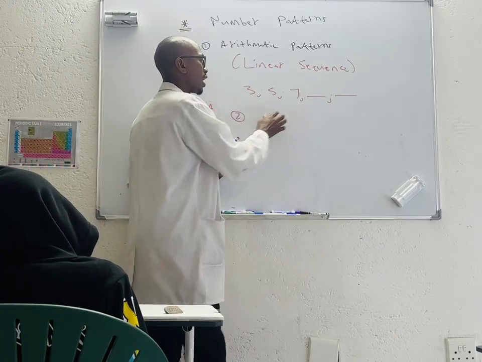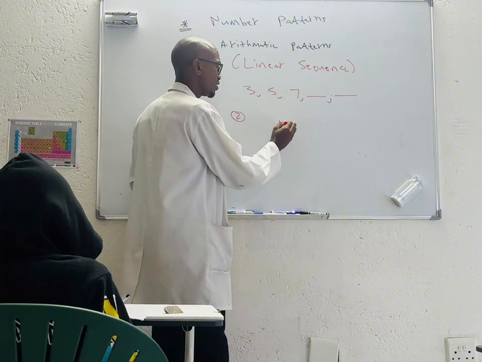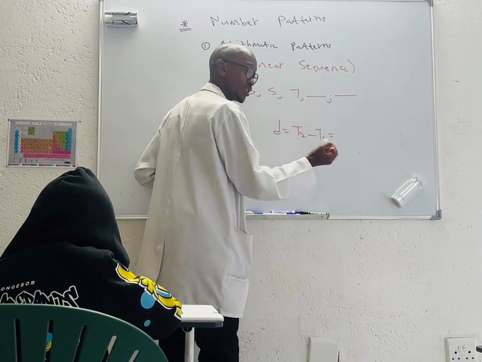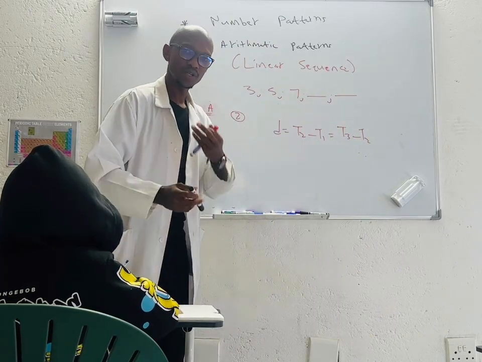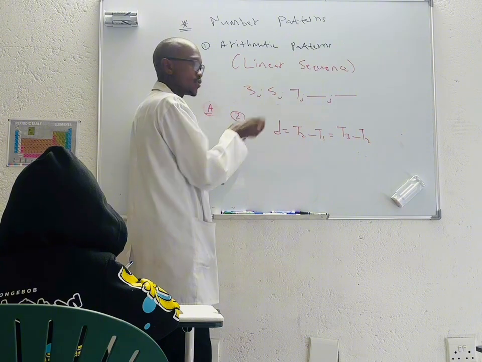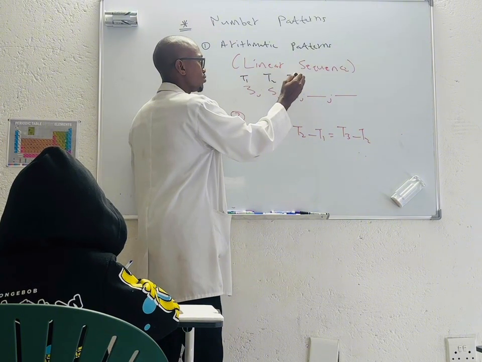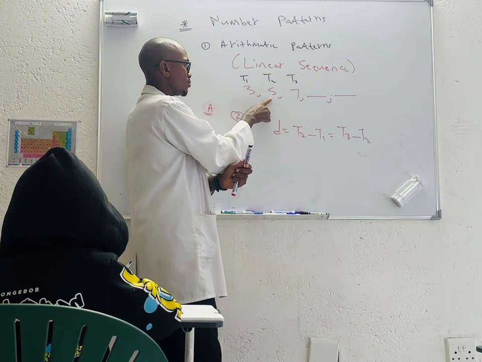So I want to get the next two terms. We know this one is an arithmetic sequence. The formula is d equals term 2 minus term 1, which must be equal to term 3 minus term 2. My people, look at this: this one is known as term 1, this is term 2, and this is term 3.